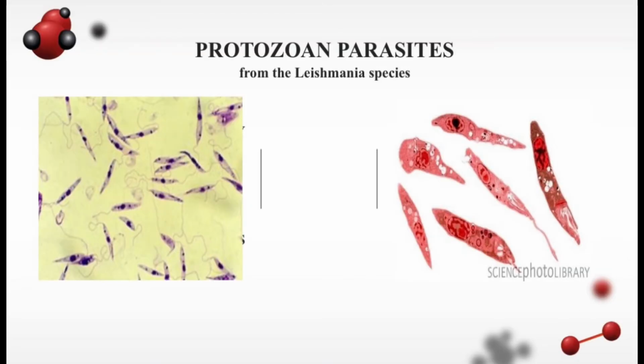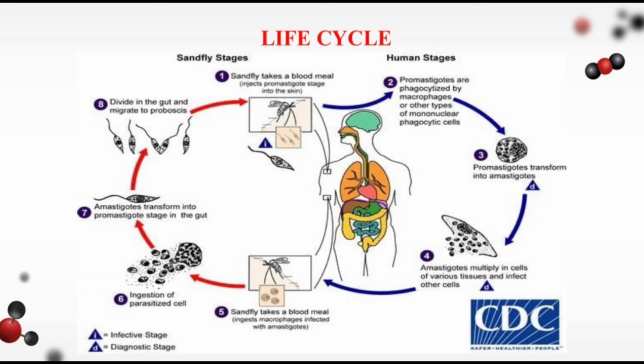So what is the name of the infection and the parasite? The name of the infection is Leishmaniasis. The name of the parasite is a protozoan parasite from the Leishmania species. Now let's proceed to the life cycle of this parasite.